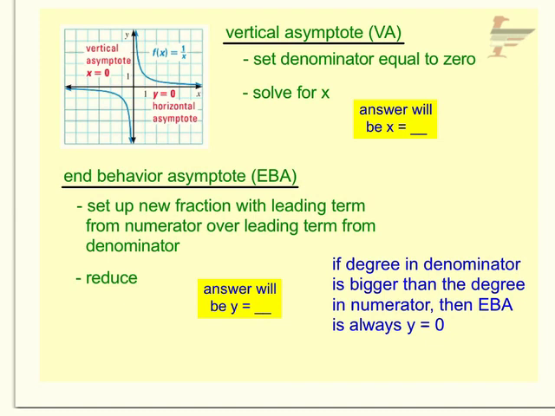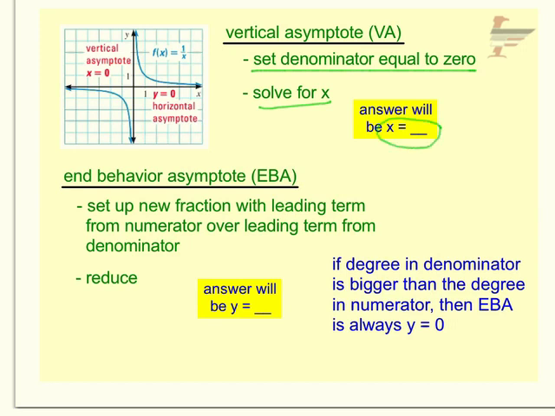Alright, so we've got a few things to write down on this slide. You're going to have to find different things when you do your graphs. Vertical asymptote and behavior asymptote. So vertical asymptote, you will always set your denominator equal to 0 and then solve for x. So your answer is going to be in the form x equals some number.